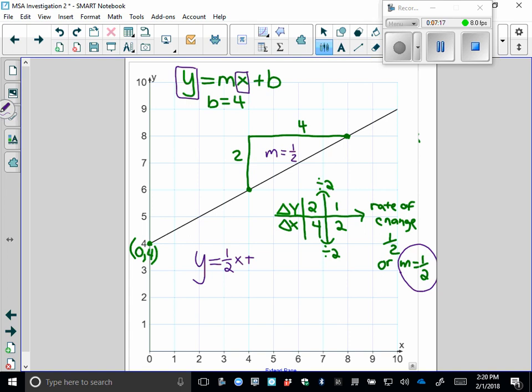Like for example, when x is 0, y is 4. And when x is 4, y is 6. So they change all the time. But they always change at the same rate, up 2 over 4. So the rate never changes, so we put a number in the place of it. And the graph is always going to start at 4, so we put a 4 here. So that's like your final answer.